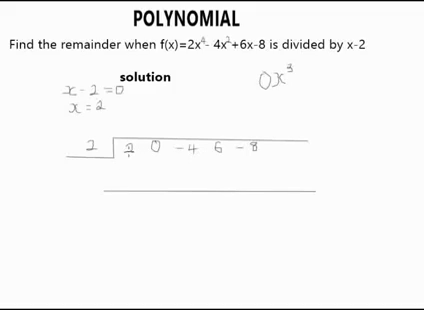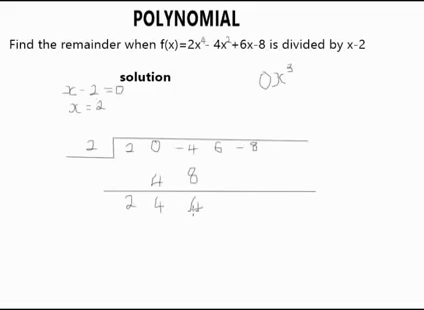The first thing you will do is to bring down the first digit, which is 2. You bring it down here. Now you say, this 2 multiplied by this 2, you have 4. You write it under the 0. Okay, 0 plus 4 is 4. You write it here. Then this 2 again multiplied by this 4, you have 8. You write it here. Then minus 4 plus 8 is 4.